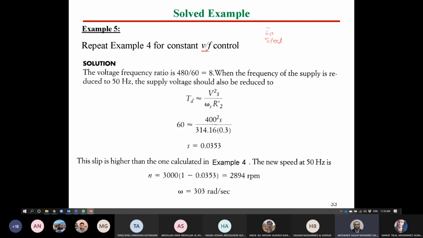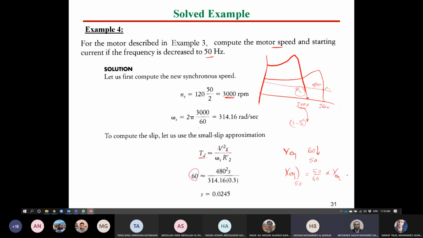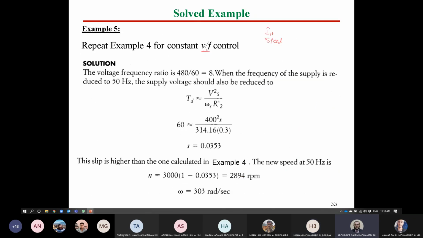Starting the same way, we have the value of torque, so we can get the slip at which frequency? At 60 hertz. It will be the same as the previous example, right? Which we have already obtained. This is at 60 hertz. However, at 50 hertz, we need to calculate it. The previous example was calculated at 60 hertz. We didn't change the voltage in that example; in example 4 the voltage was 480 exactly, so we didn't calculate. So we have to start from scratch here.